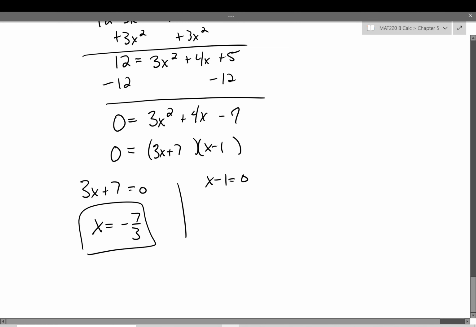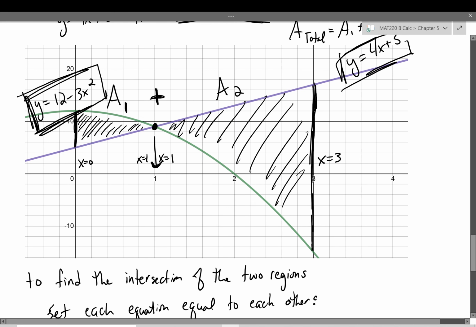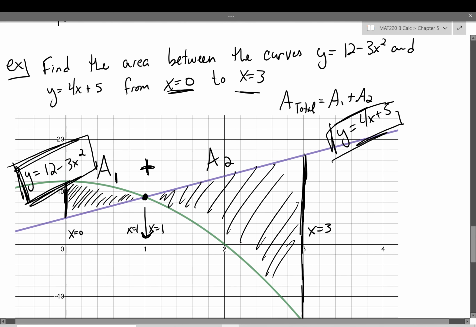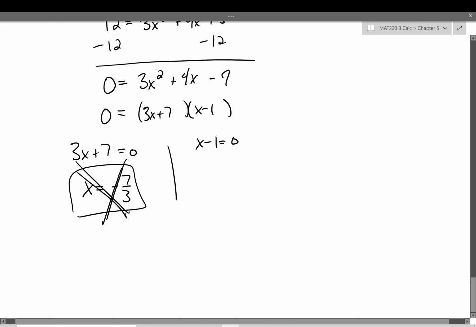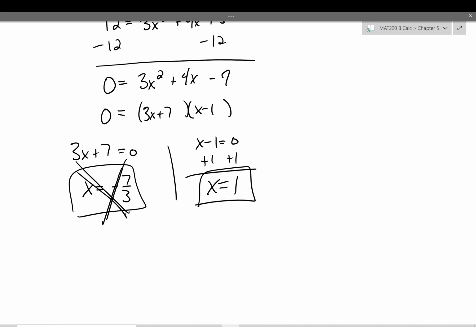Okay? Well, when we go back up here to the graph, I don't care about x equals negative 7 over 3 because I'm evaluating between x equals 0 and x equals 3. So that negative 7 over 3 is not between those two numbers. So I don't care about this. What I care about is I add 1 to both sides. x equals 1. So I know they cross at x equals 1. And these two lines also cross at x equals negative 7 over 3, but since that is not within our closed region or closed interval, I don't care.